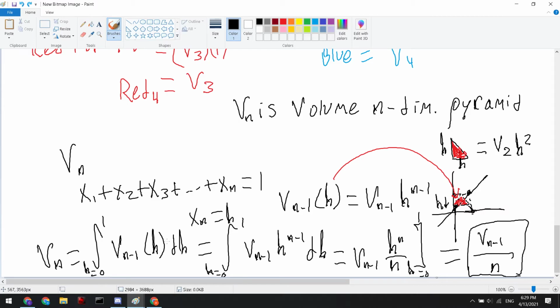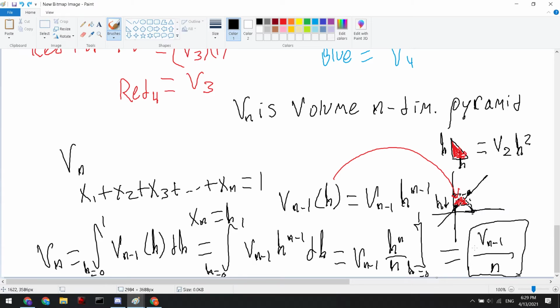And so what we do is we take this function of h and we integrate it with respect to h, and so we end up with this equation. Because V_{n-1} is a constant, we can take it out and integrate h to the n minus 1. Now, using the power rule, this is equal to h to the n over n, and when we evaluate between 0 and 1, we end up with V_{n-1} over n.